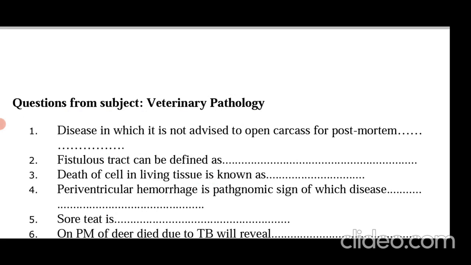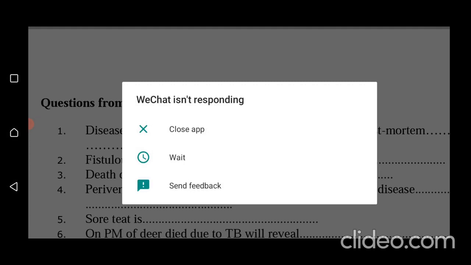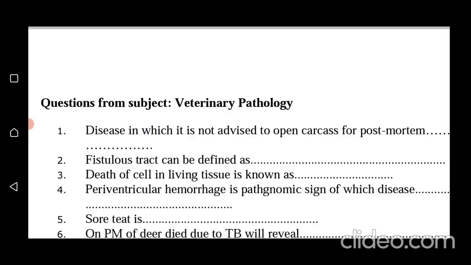Death of cell in living tissue is known as necrosis. Petechial hemorrhage is pathognomonic sign of Newcastle disease. Sore teat is ulcerative mammillitis.